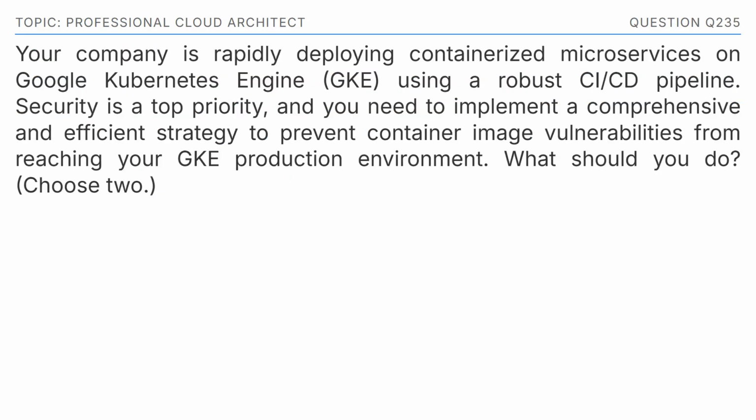Your company is rapidly deploying containerized microservices on Google Kubernetes Engine, GKE, using a robust CI/CD pipeline. Security is a top priority, and you need to implement a comprehensive and efficient strategy to prevent container image vulnerabilities from reaching your GKE production environment. What should you do? Choose 2.